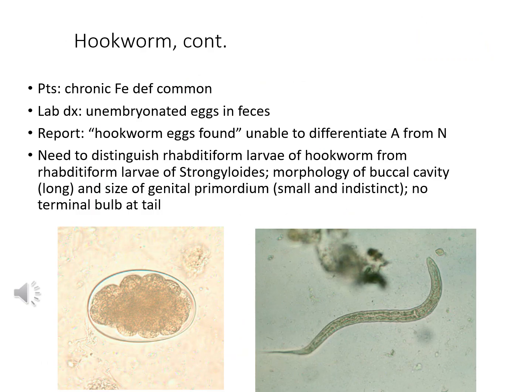Now with hookworm, because they do have mouth parts that will attach to the small intestine, they can be a cause of chronic iron deficiency because of the blood loss within the intestines. Laboratory diagnosis will be finding an unembryonated egg in the feces. We are not able to differentiate hookworm eggs, so basically on the report you would just state hookworm eggs found.